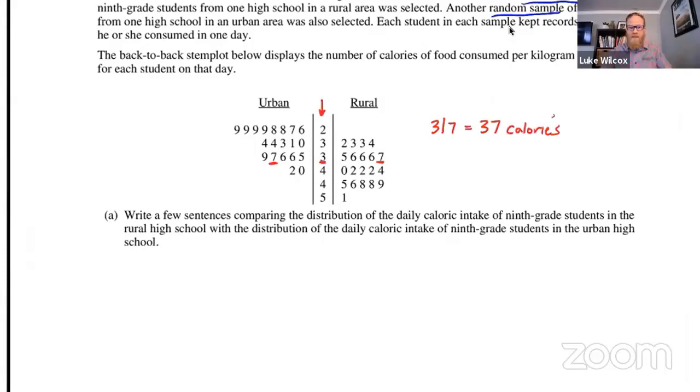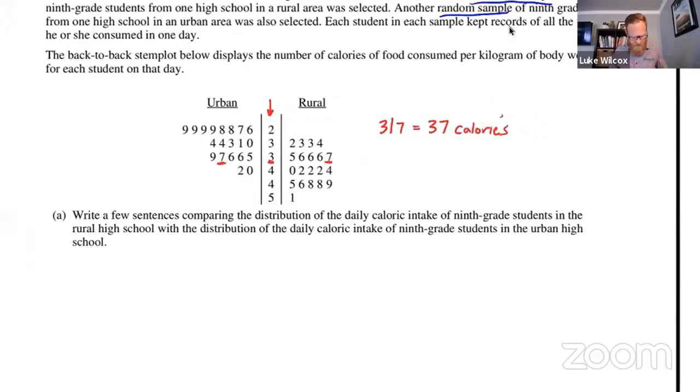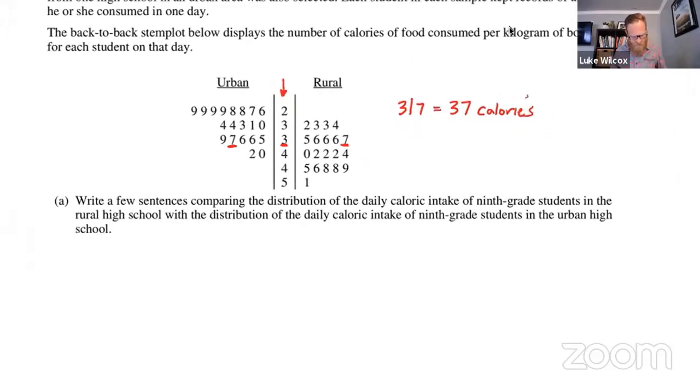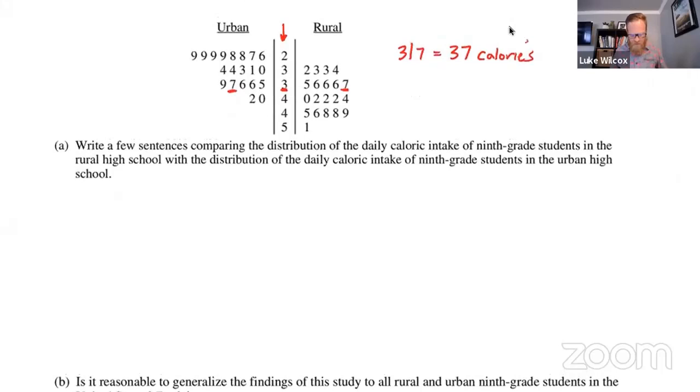Okay, so we have a back-to-back stem plot here. Part A says, write a few sentences comparing the distribution of daily caloric intake of 9th grade students in the rural high school with the distribution of daily caloric intake of 9th grade students in the urban high school. Okay, the important words here are compare the 2 distributions.